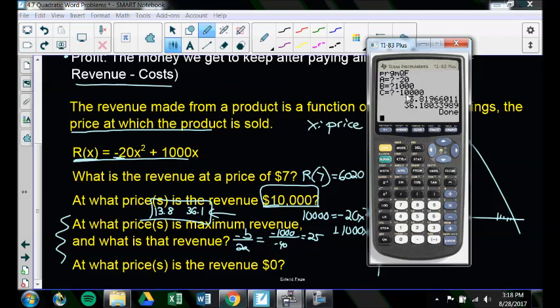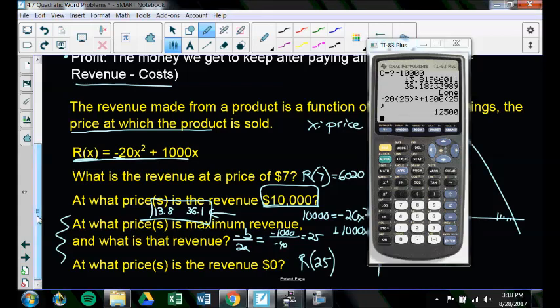Now we do R of 25. If the price is $25, how much will we make? So we'll do negative 20 times 25 squared plus 1,000 times 25, not 55. We're going to make $12,500. And I keep saying make, and that's our income.